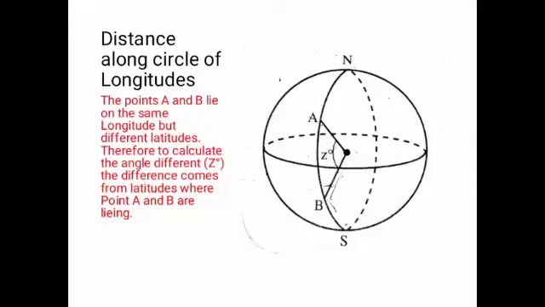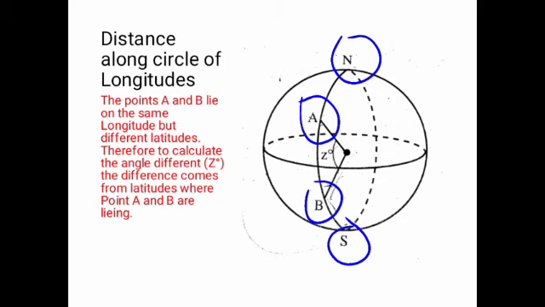Hello and welcome to this new video, and in this video we are now going to focus on how to calculate the distance along circles of longitudes. All right, so let's look at the diagram on the right side here. You would see that we've been given 2 points, point A and point B, and you would see that these 2 points are lying on the longitude NABS.